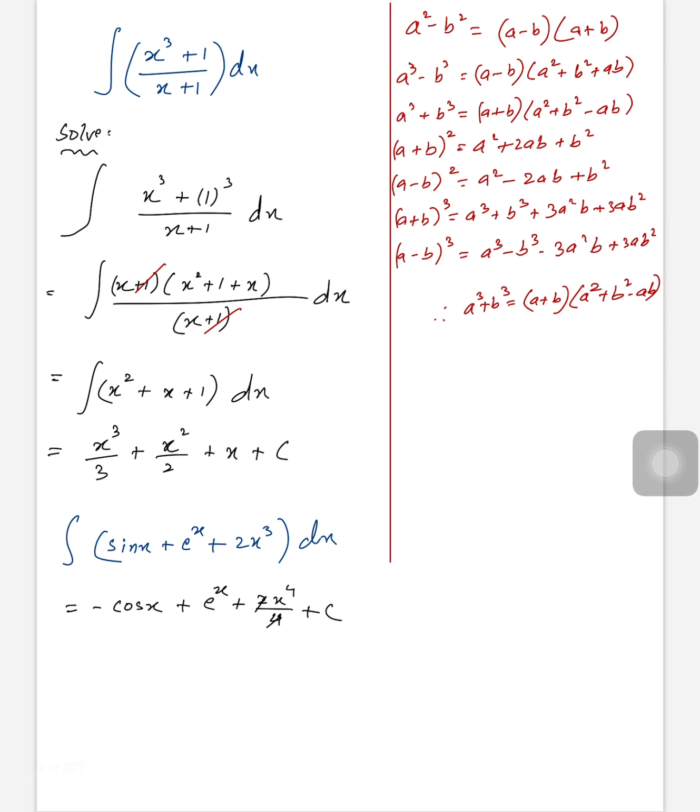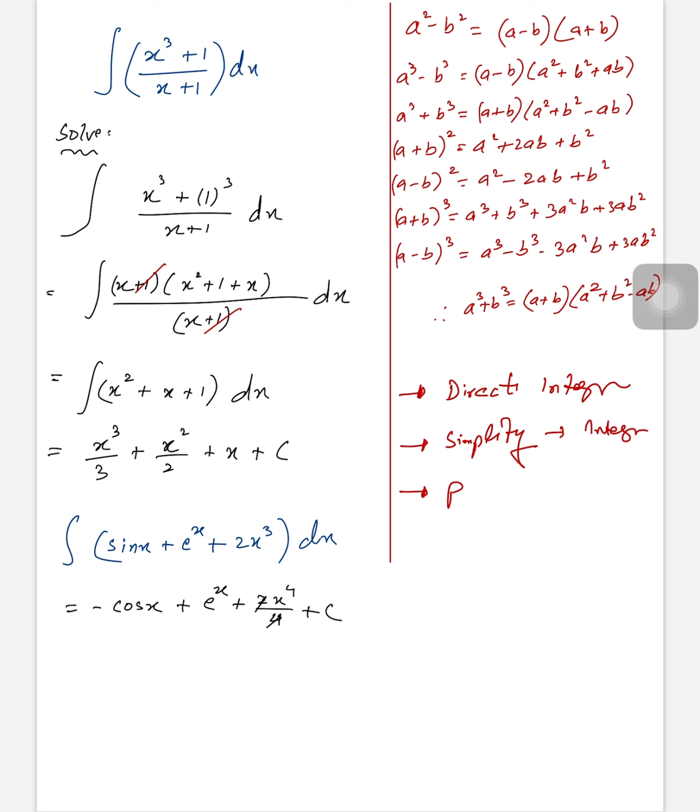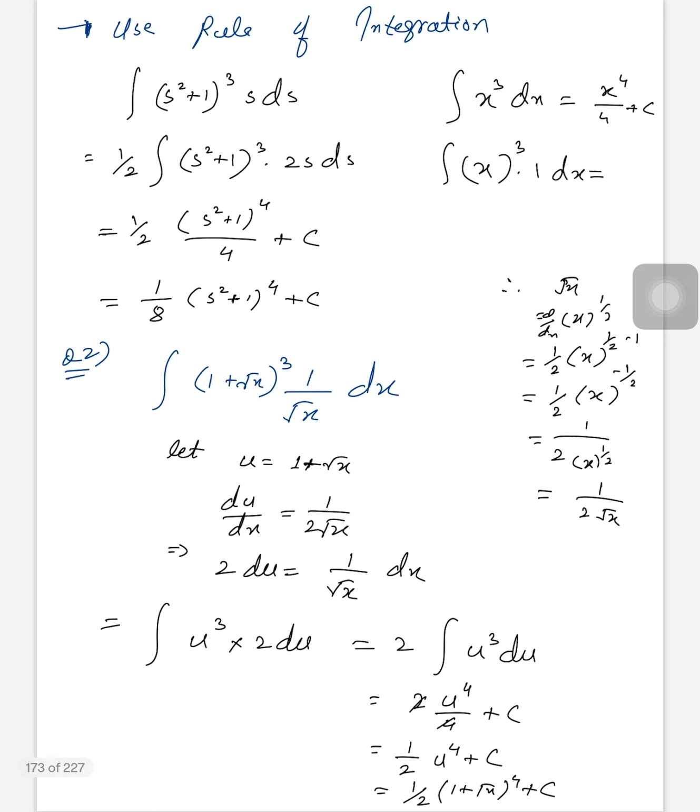So the first thing is, whenever you are solving a question of integration, first you have to see whether it is solvable by using direct integration or not. Direct integration, right? The second thing is, first simplify the question and then take its integration. If these two are not possible, then the third step is to use rules of integration. Rules of integration, right? So we did these things.